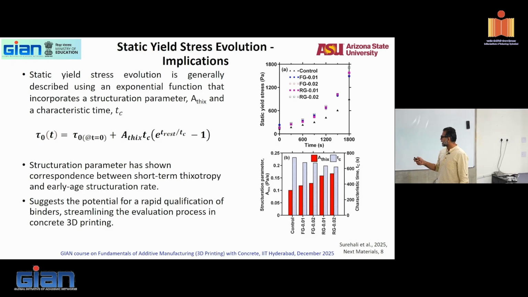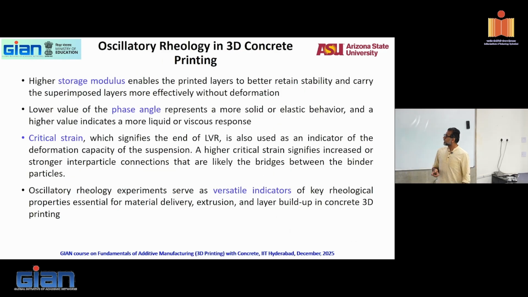And then it suggests the potential for rapid qualification of binders, streamlining the evaluation process. Again, the idea is that you have to have some baseline to see which mix I can print, which mix I can't, which one I want to make changes in. All right, so this is all about rotational rheology. I will stop here for a minute before we get into the same ideas with oscillatory rheology, a little more intuitive ideas on structuration and strength development.